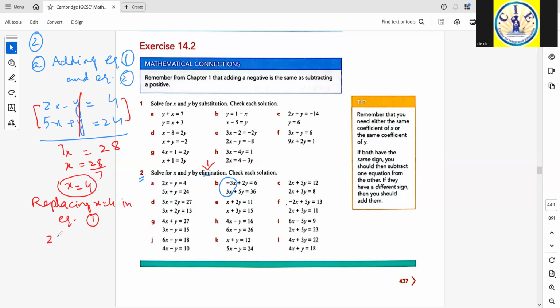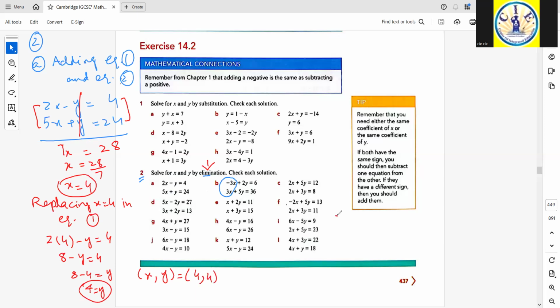So 2 times x, the value of x is 4, minus y is equal to 4. 8 minus y is equal to 4. So 8 minus 4 is equal to y. That is 4. The value of y is 4. So the answer is x, y is equal to 4, 4.